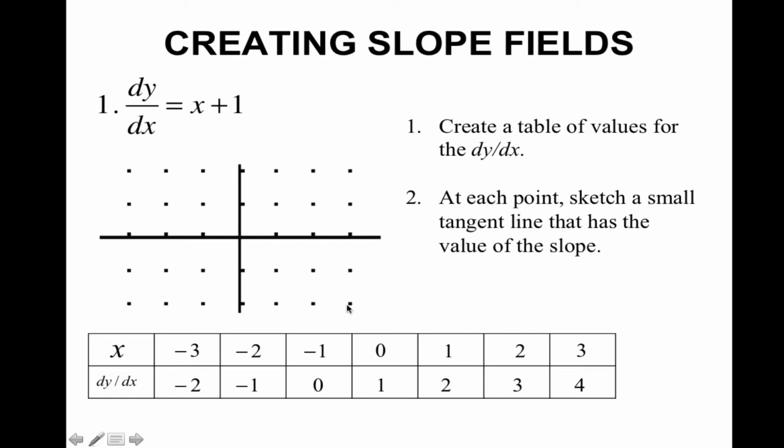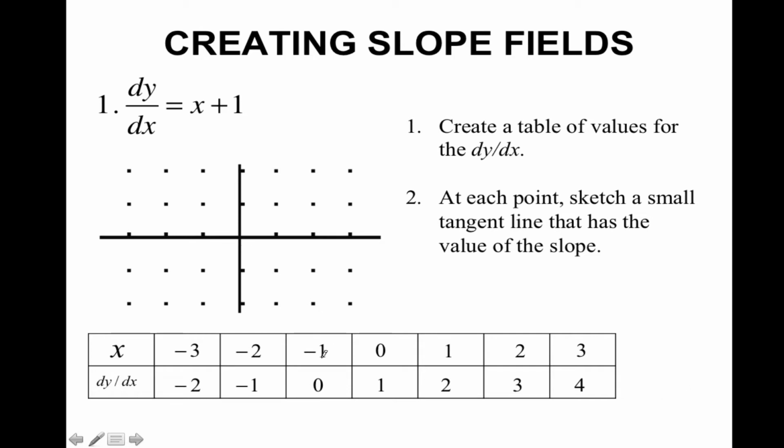Now, once you have your table, this is where it can get a little tricky. The best way to do this is to have a straight edge or a ruler with you. Because now, at each one of these x values, you are going to create a small tangent line with that slope.